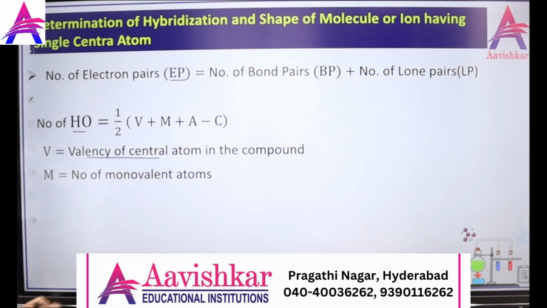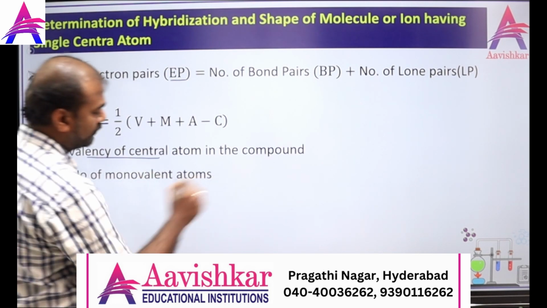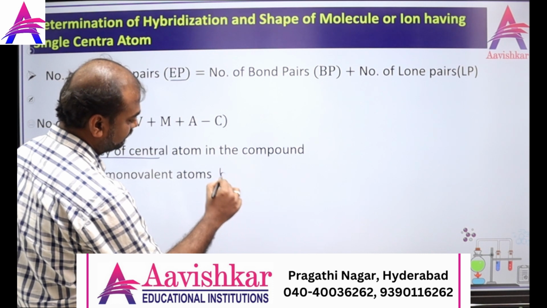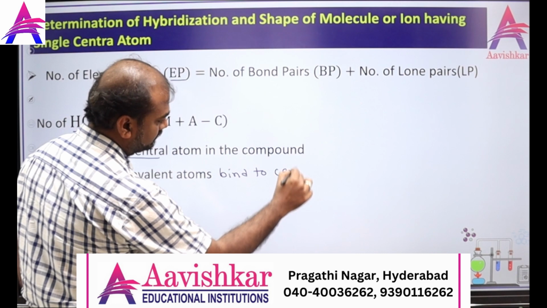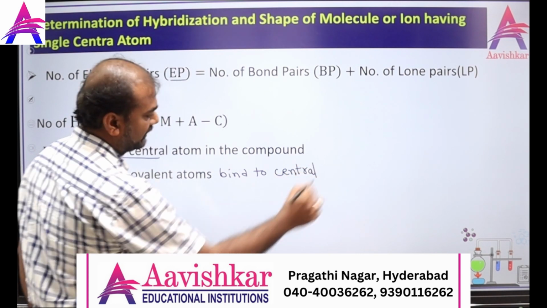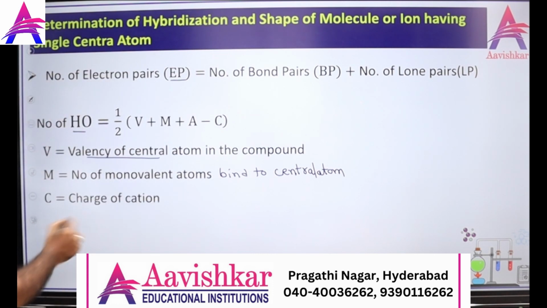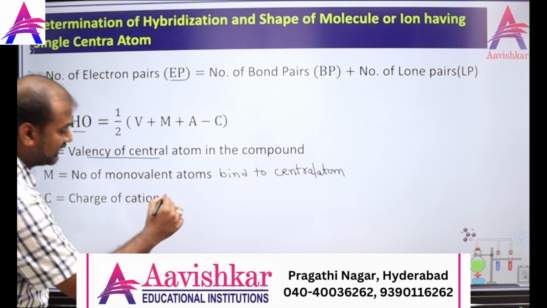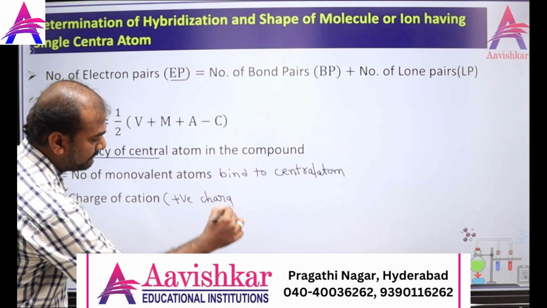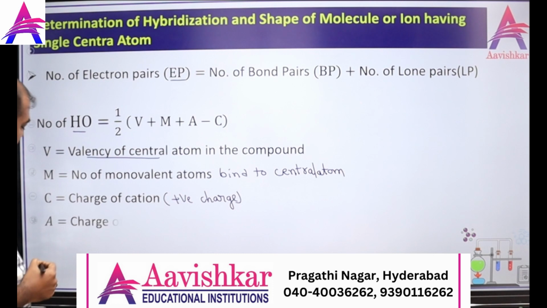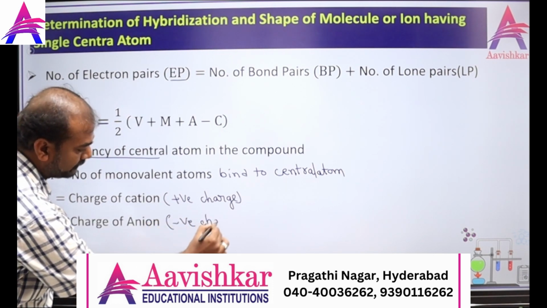M will be the number of monovalent atoms bound to the central atom. C will be the charge of the cation, so that is simply the positive charge. A is the charge of an anion, so we know that it is a negative charge.